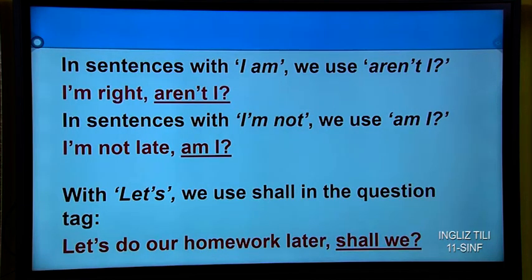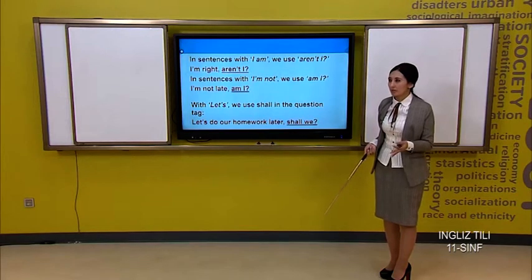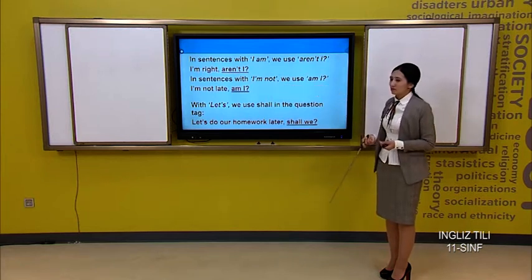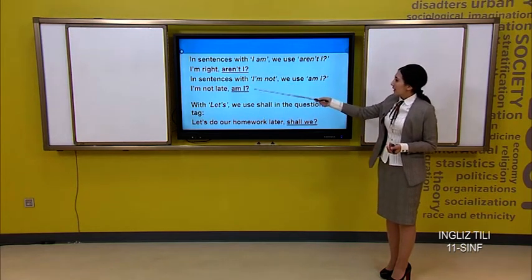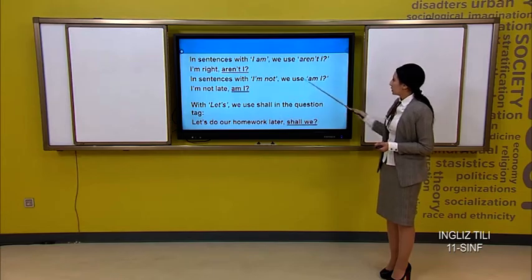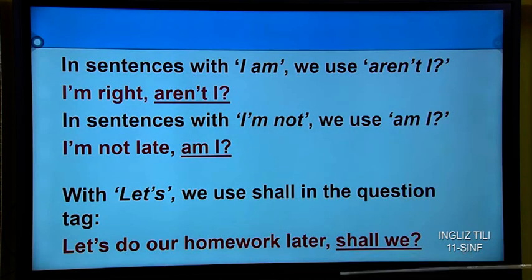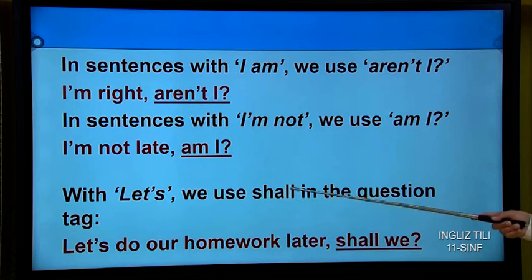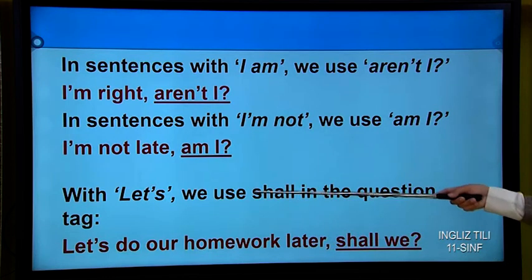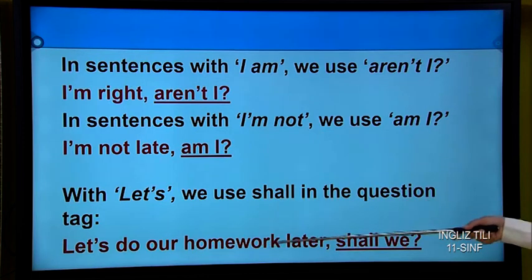So, again, the rules for question tags. In a sentence with I am, we use aren't I. According to the rule, as you know, we cannot use amn't. Instead of this one, aren't. I'm right, aren't I? And in a sentence with I'm not, we use am I. I'm not late, am I? With let's, we use shall in the question tag. Let's do our homework later, shall we?